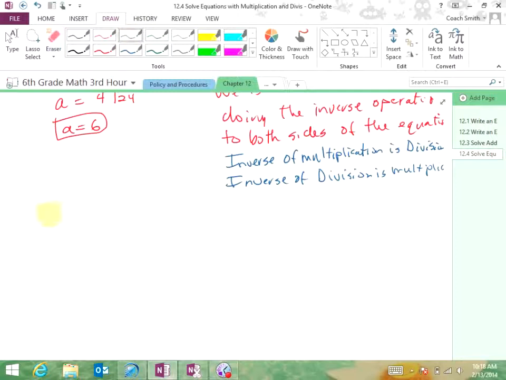Two times E, excuse me, equals 14. All right, try that one on your own. Show all the steps.